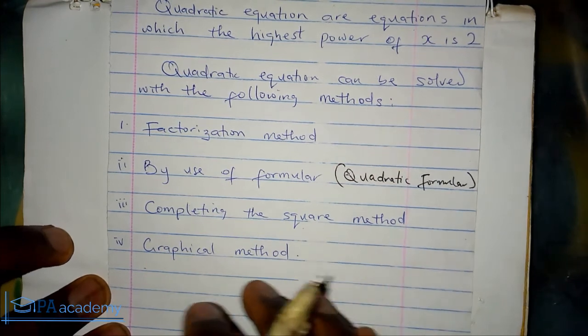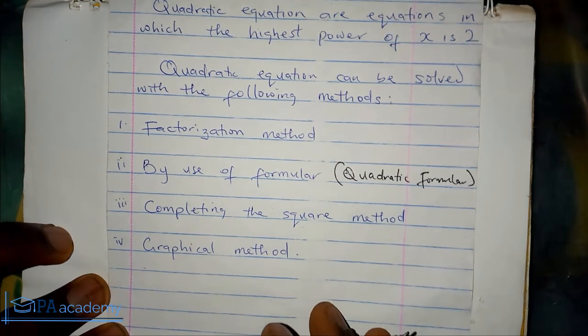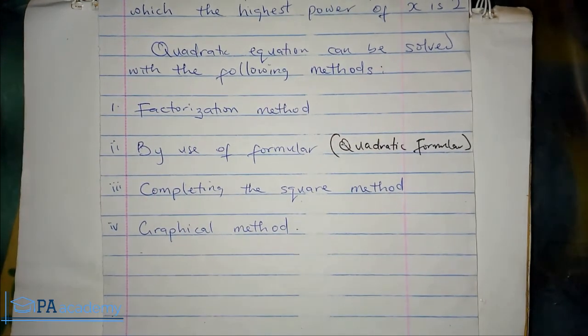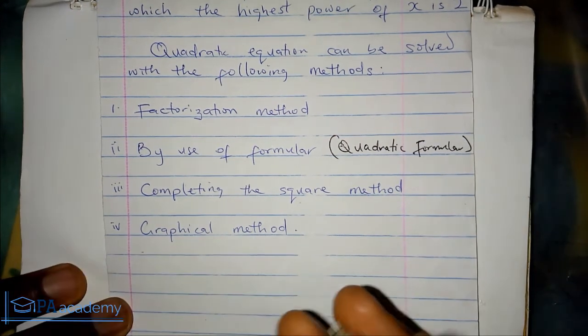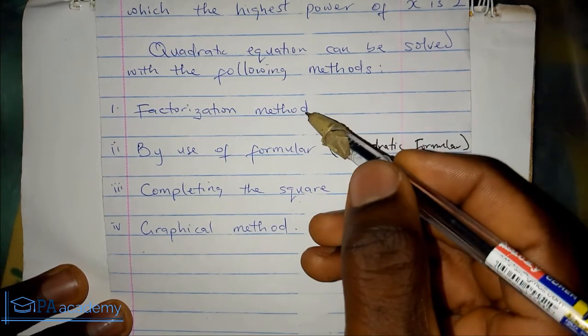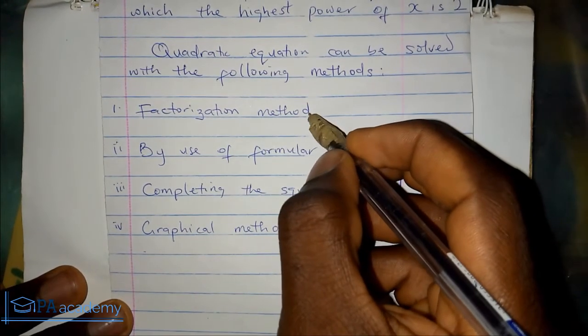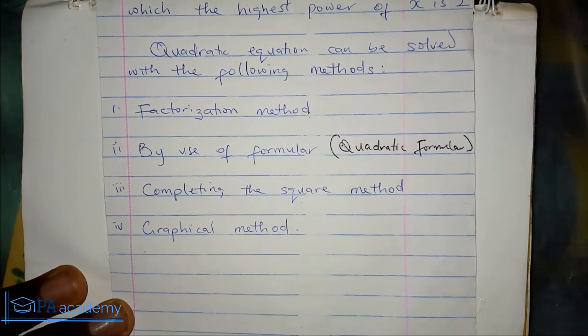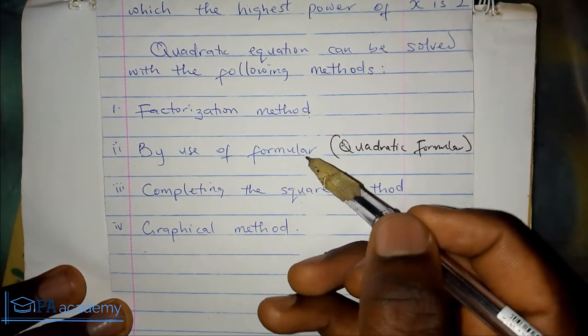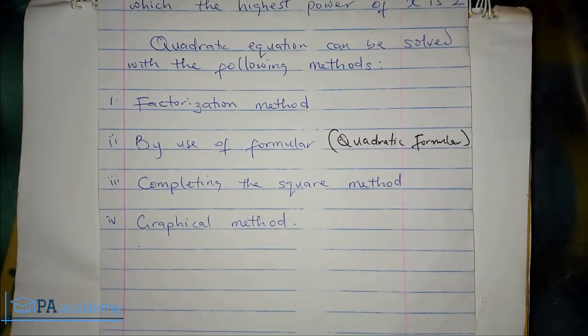The graphical method is one of the least used methods in solving quadratic equations. But most times some questions will ask you specifically, okay, find the roots of the quadratic equation using the graphical method. So it's important for you to know the four methods. For instance, a lot of people are familiar with the factorization method, but there are some quadratic equation questions that you can't solve with factorization, except you apply either the formula or completing the square. So that's why it's important for you to get yourself familiar with all four methods.